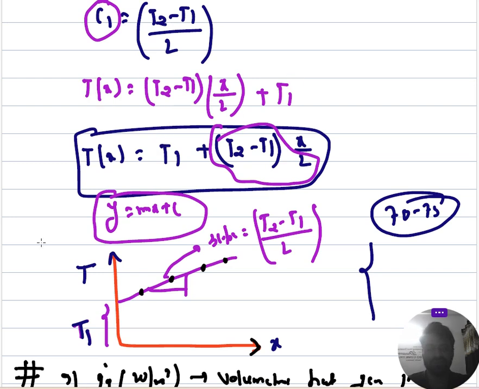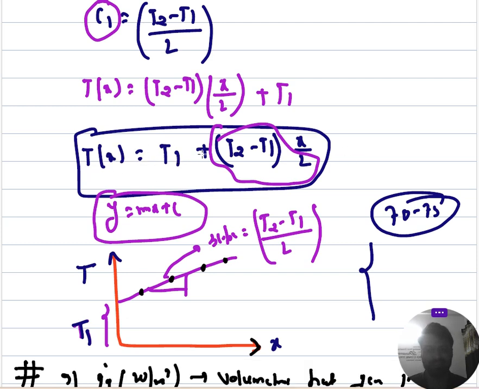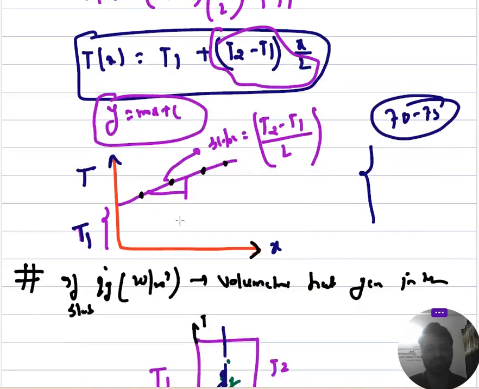This equation looks like the equation of a straight line, that is y equals mx plus c, where T(x) equals T1 plus delta T into x by L. So you can see that the slope is there and the intercept is there. If a temperature versus x curve is given, you can calculate the slope as (T2 minus T1) by L, and obviously the intercept is T1. T1 is the temperature at the left boundary, and T2 is the temperature at the right boundary.